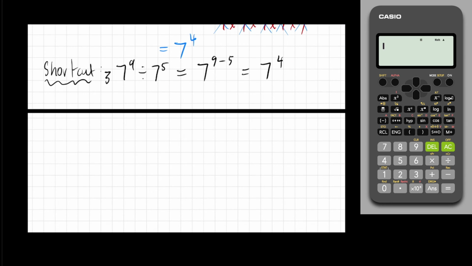We'll do one more. So if that was number 3, number 4, let's say we have, we'll use a different letter, m to the power of 10, and we want to divide it by m to the power of 8. Well, what's this equal to? That's the same as m to the power of 10 minus 8, so it's equal to m to the power of 2. And that's pretty much it.